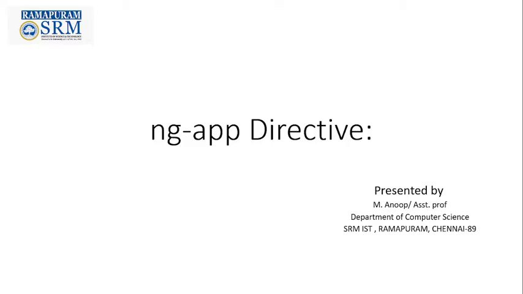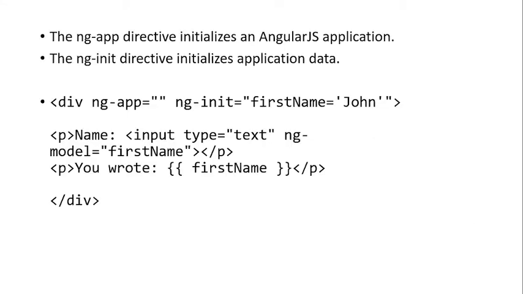So in this video we are going to see about ng-app as well as ng-init. As you know, ng is the prefix that we are using in AngularJS. Normally ng-app is a directive which is used for initializing an AngularJS application. At the same time, ng-init is the directive which is used to initialize the application data. So there is a difference. The ng-app directive is used to initialize the application, while the ng-init directive is used to initialize the data which is in the application.